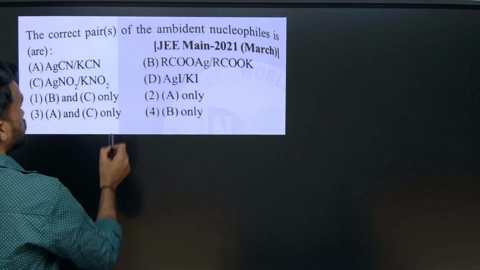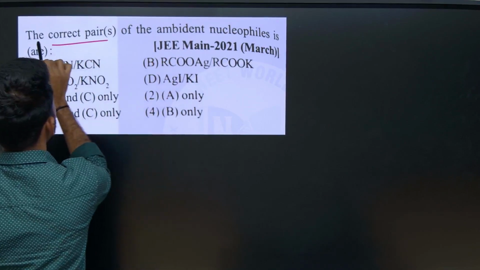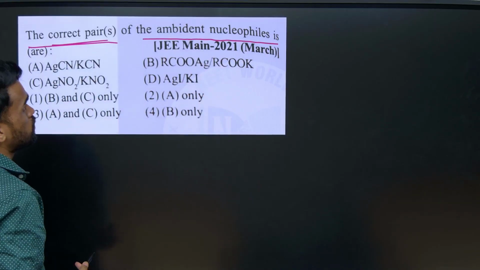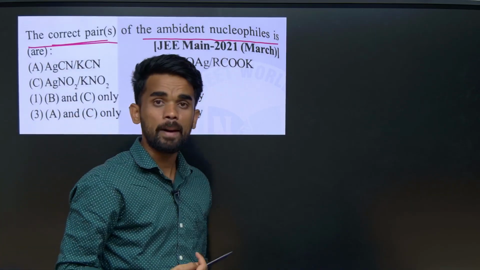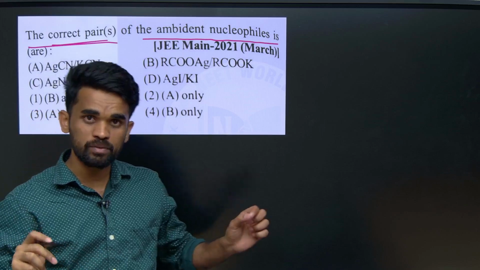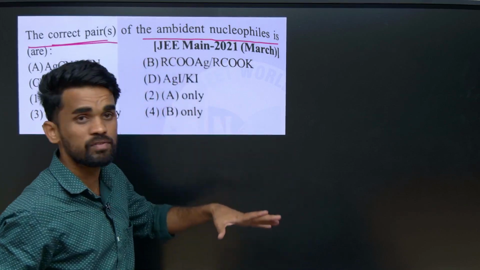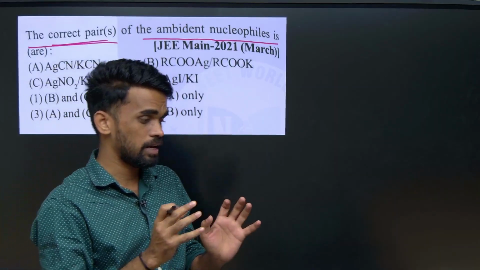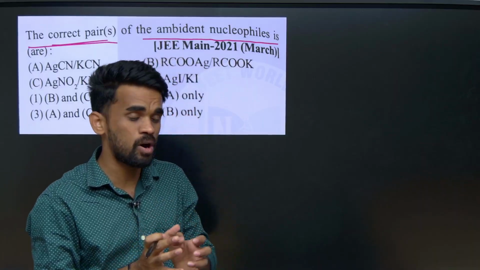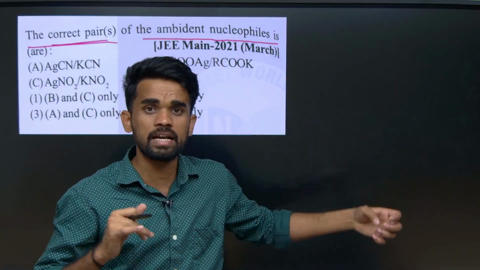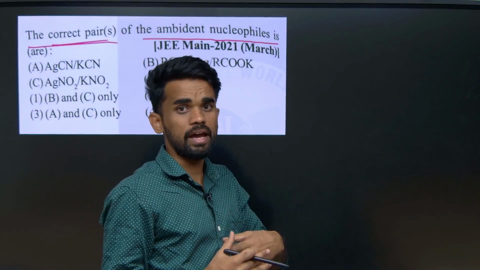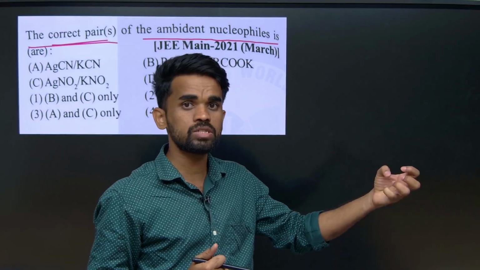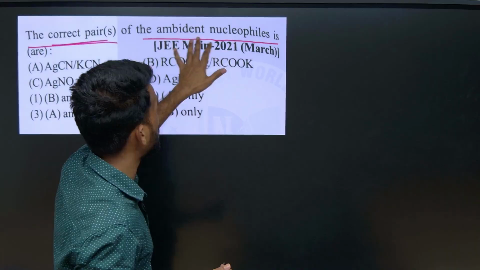Now tell me, the correct pair of the ambident nucleophiles. So what do we mean by ambident? We know ambidextrous, right? I mean those who can write with both hands. So ambident nucleophile means a particular species is able to make a bond from both sides, either from the right side or the left side. From either end it can be ready to make a bond, or ready to donate the electrons. Those kinds of species can be considered as ambident nucleophiles.